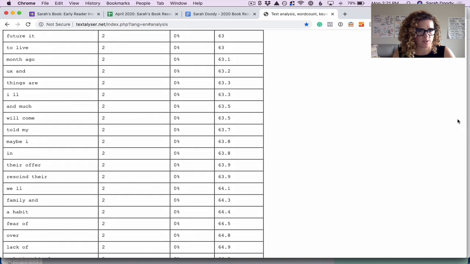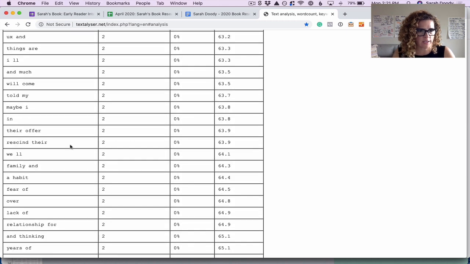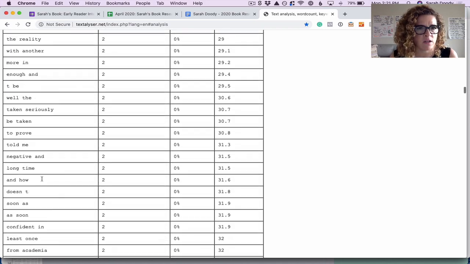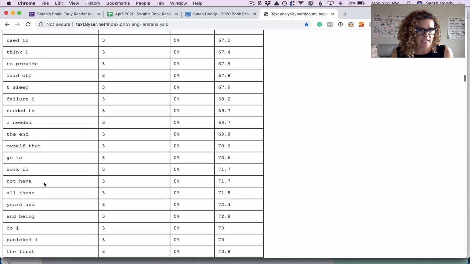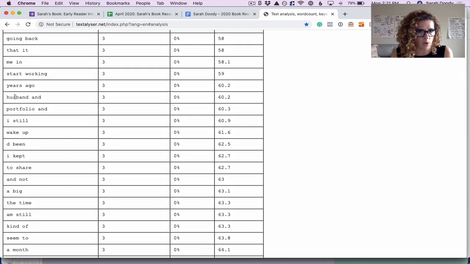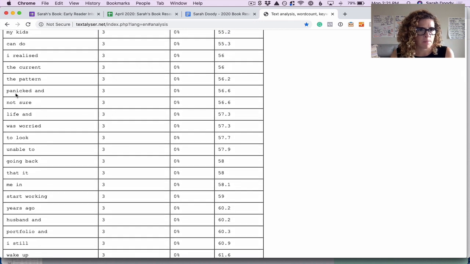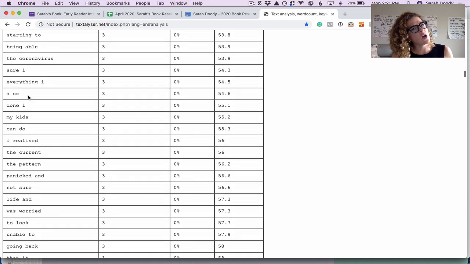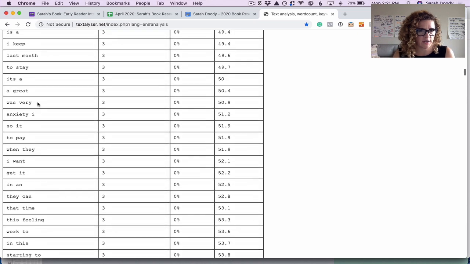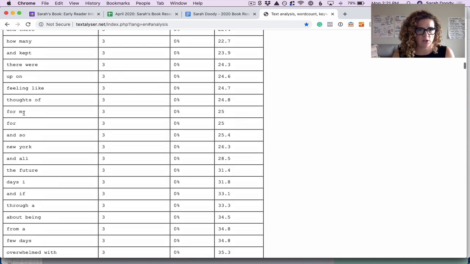We're seeing words like portfolio, job, relationship, habit. Let's go back to the top. This isn't the best example, but the idea is failed to, laid off, portfolio, husband, panicked. So coronavirus, because we're doing this in the midst of the coronavirus right now, anxiety, etc.